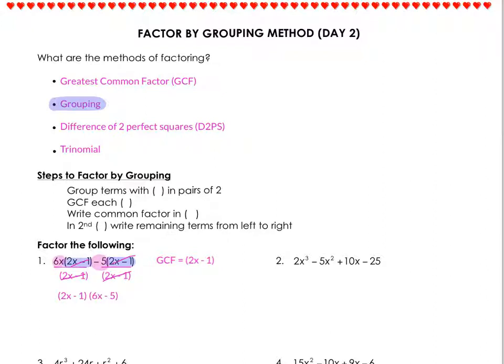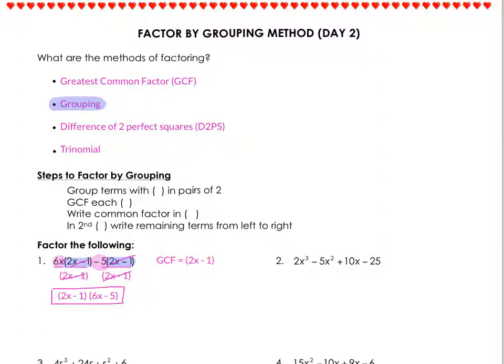So now that's my final answer here, and you can see that I've highlighted the things that were left over that went into the second parenthesis, the 6x minus 5 in pink, and then the greatest common factor was highlighted in purple. So highlighters will help you with factoring by grouping.